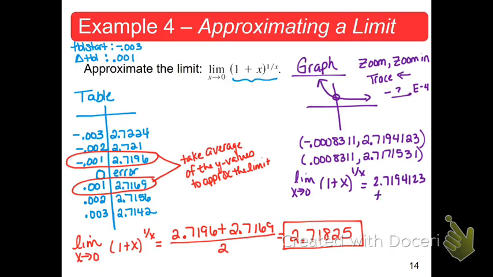So we're going to get the 2.7194123. You're going to add the 2.7171531 and divide it by 2. And so you find there that your limit is equal to 2.7182827. Now, these are close. They're not exactly the same because, again, they're both approximations, but they should be close to each other, and they are.